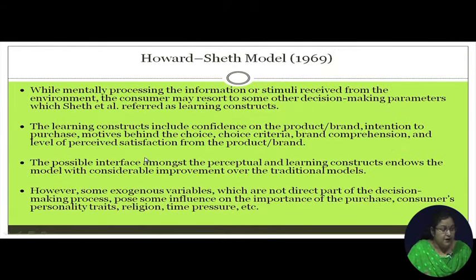Now, while mentally processing the information or stimuli received from the environment, the customer may resort to some other decision making parameters, which are known as the learning constructs. The learning constructs include the confidence about the product and the brand, my readiness state as a buyer, which means my intention to purchase, what my motivation behind the choice is, and what my different evaluative criteria for choosing a brand are. How do I comprehend a brand? Do I comprehend the brand BMW as a brand of elegance, or do I comprehend it from the roadster car, that if BMW is a roadster maker, it must be a sports car, sports utility vehicle kind of thing.